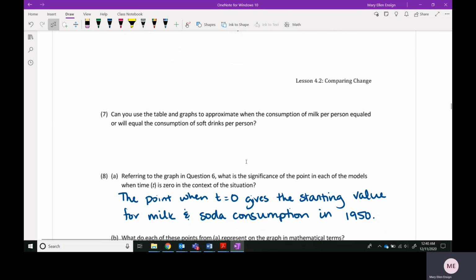Okay, can you use the table and graphs to approximate when the consumption of milk per person equaled or will equal the consumption of soft drinks per person? So this is one of those wordy questions. Just think about what it's asking. We want to approximate when the milk consumption equals the soft drink consumption.